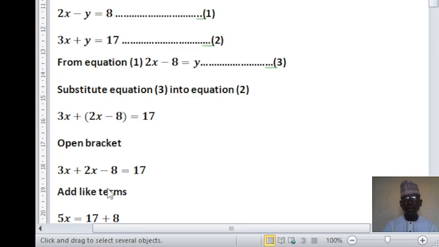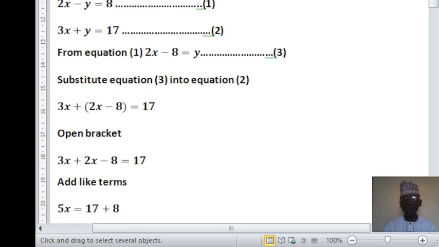Then we check it and collect like terms. We bring all the x's, numbers carrying x, to one side. We take all the ordinary numbers to our right hand side. Look at it very well, simple as ABC. Adding everything together, 3x plus 2x, you have your 5x there, equals 17 plus 8. I suppose it will give you 25.